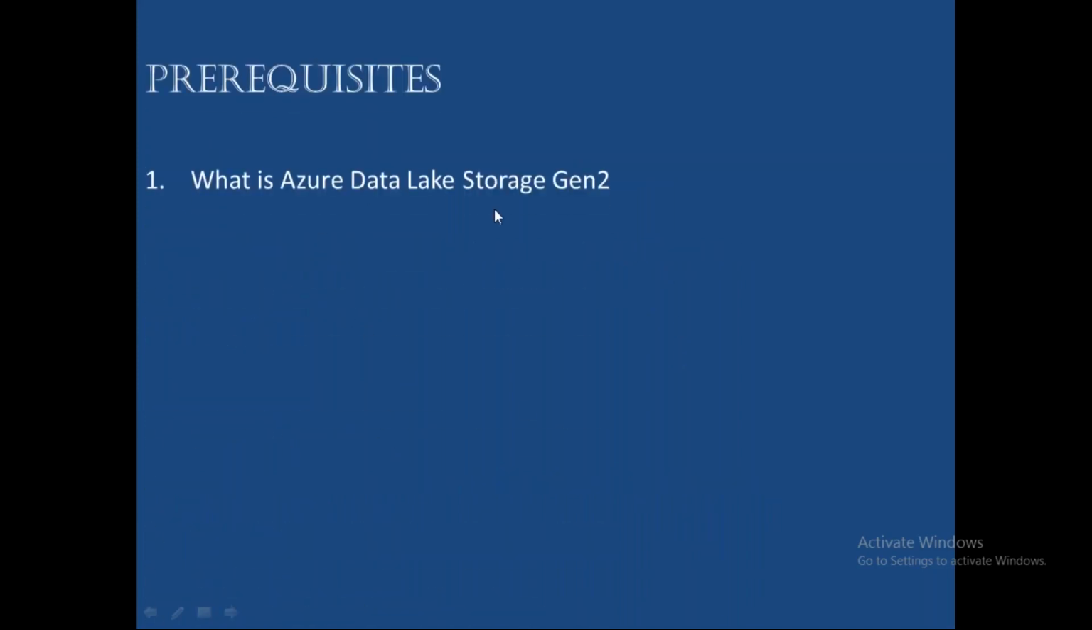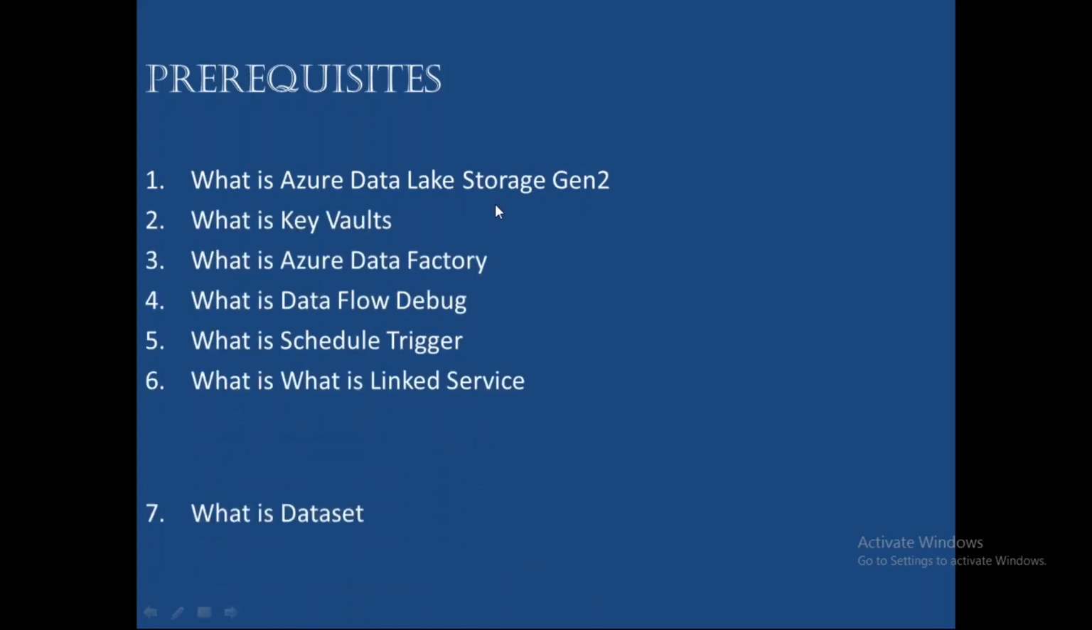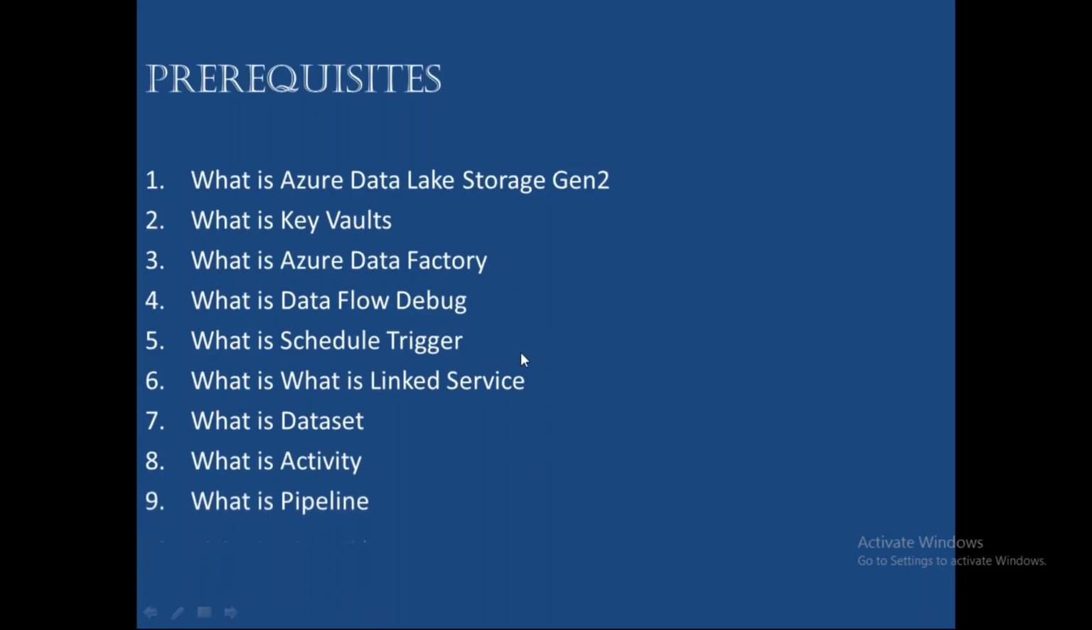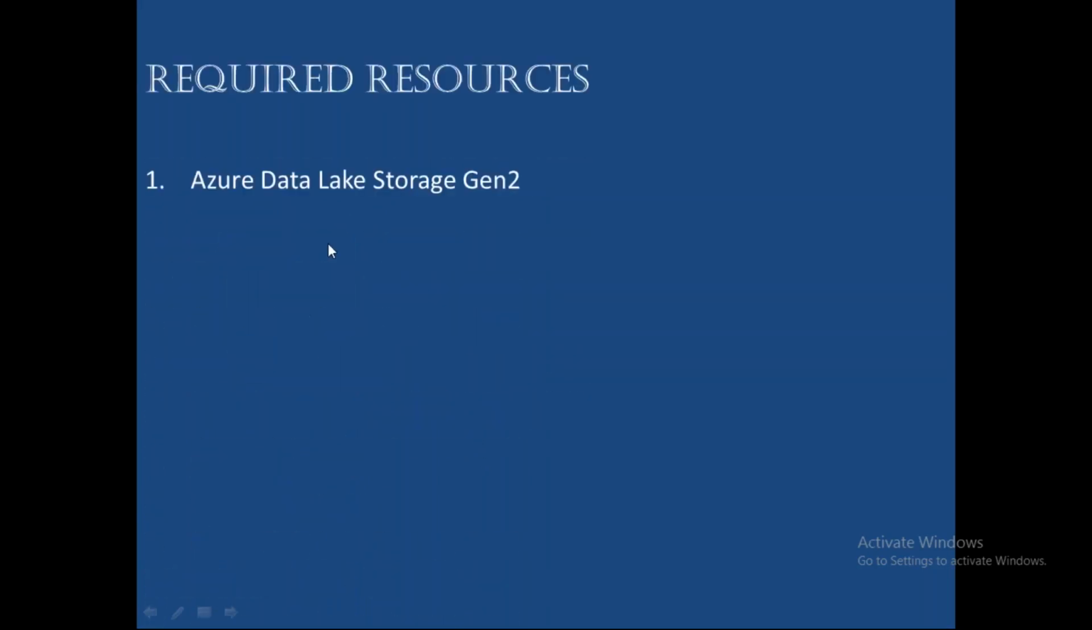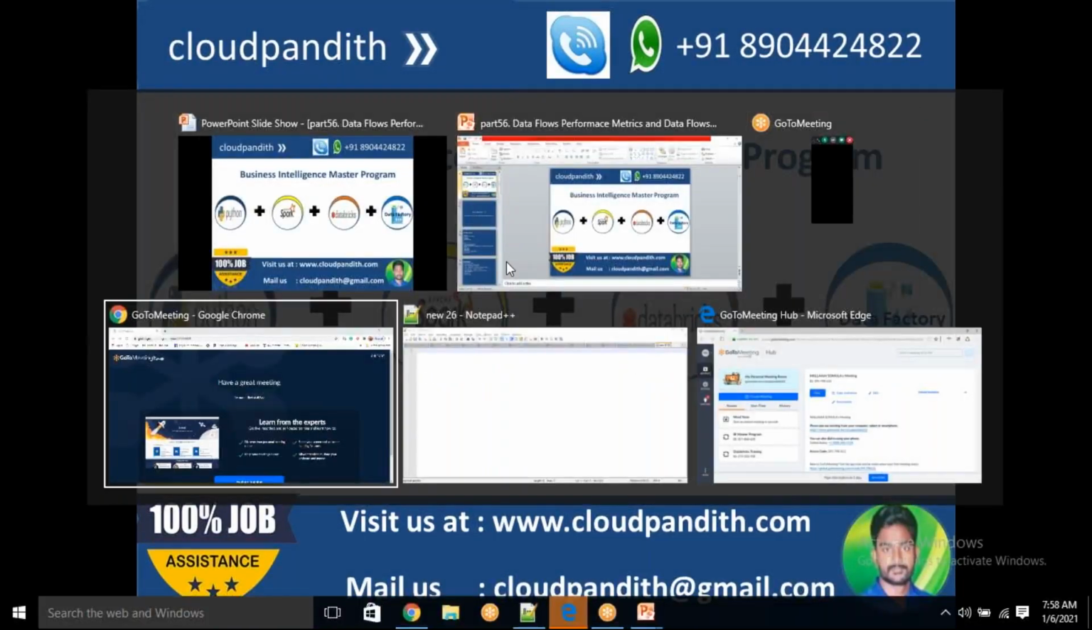Next, prerequisites. We should understand Data Lake Storage Gen2, Key Vault, Data Factory, data flow debug, schedule trigger, linked service, dataset, activity, and pipeline. We are aware of all these things. Let's go to the required resources. I will create Data Lake Storage Gen2, Azure Key Vault, and Azure Data Factory V2. Let's quickly create these three.